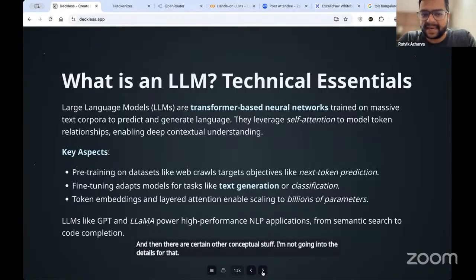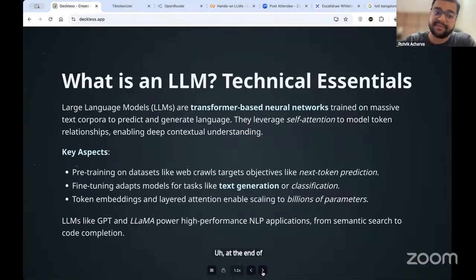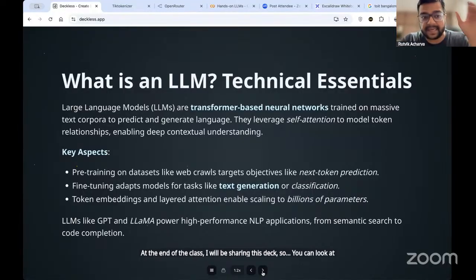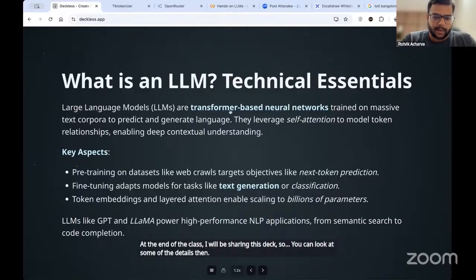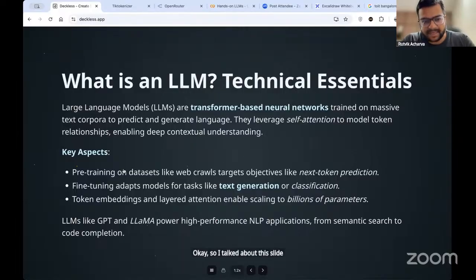At the end of the class, I will be sharing this deck, so you can look at some of the details then. Okay, so I talked about this slide, so I'm not spending more time. It is deep learning.